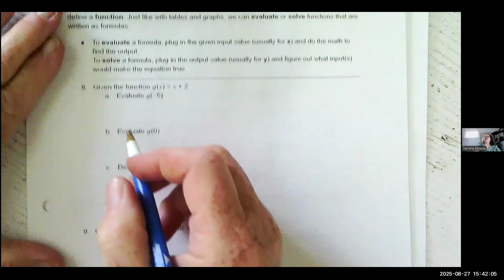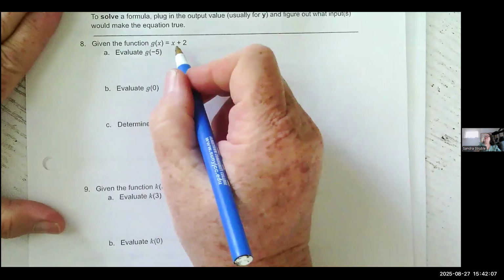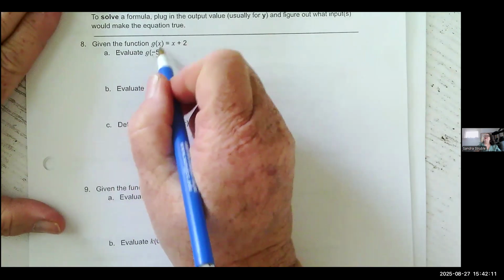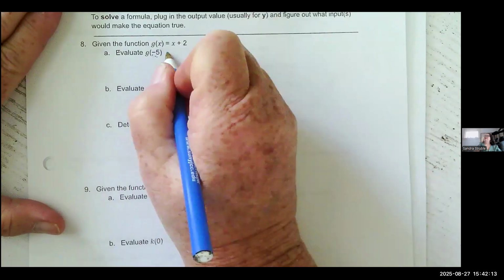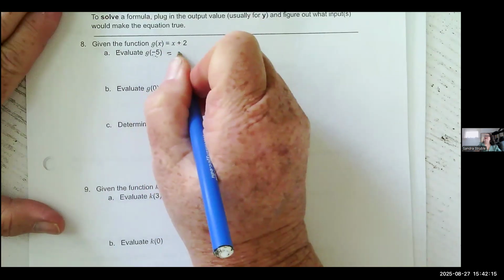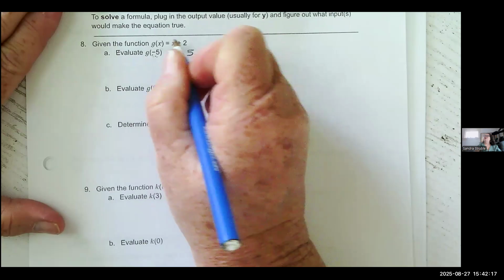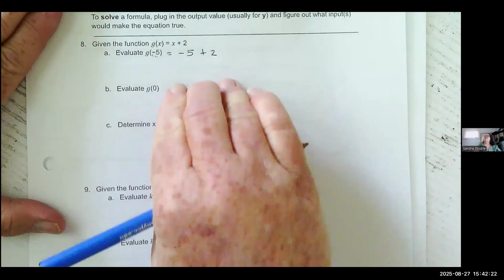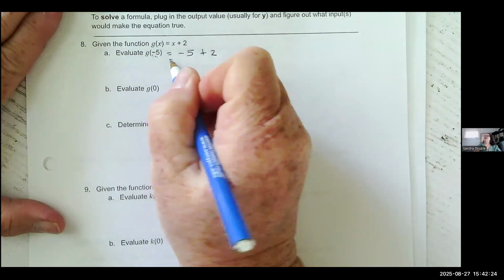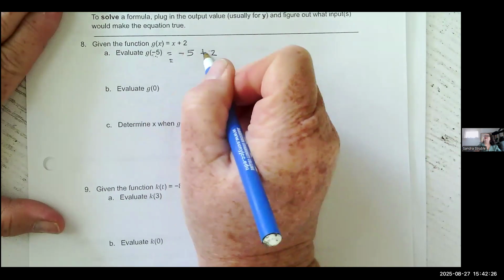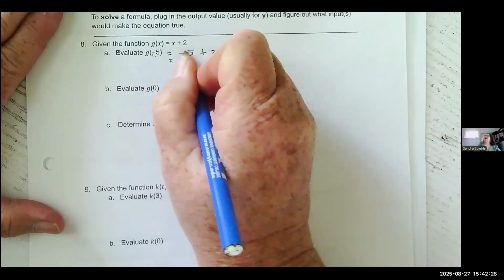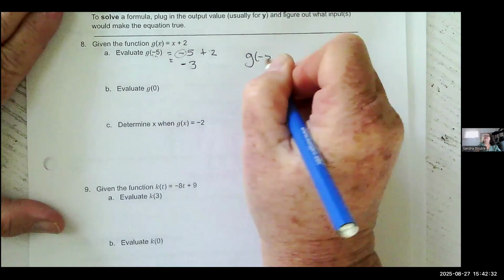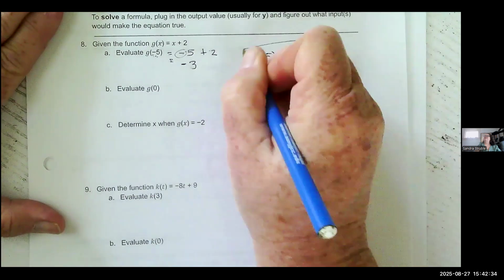So given a function, g of x is equal to x plus 2. We want to take the -5, replacing x, and everywhere there's an x, I want to replace it with -5. And then I'm just going to work my problem straight down. So the signs are different. I'm going to subtract and take the sign of the larger number. So g of -5 is -3.